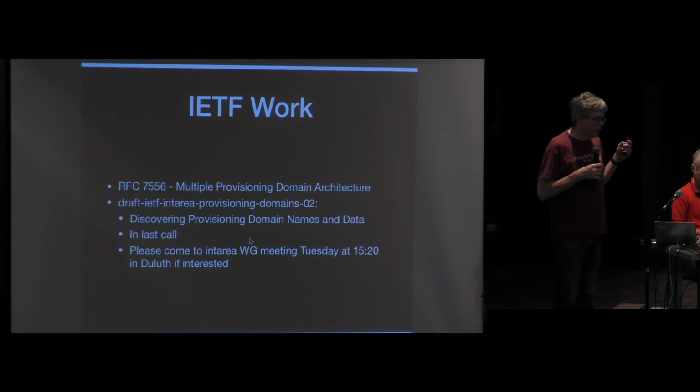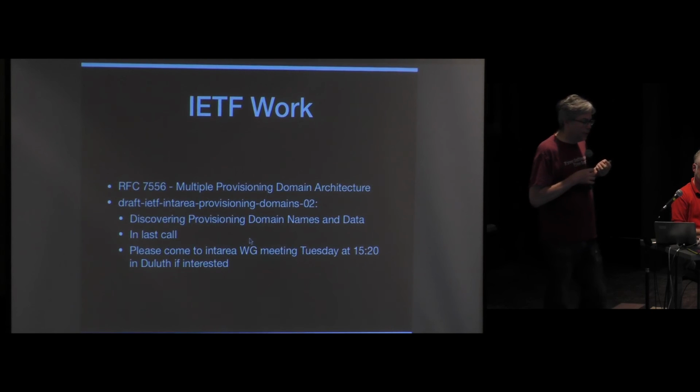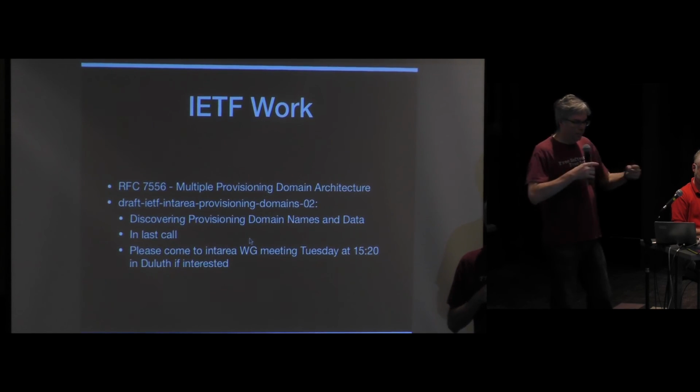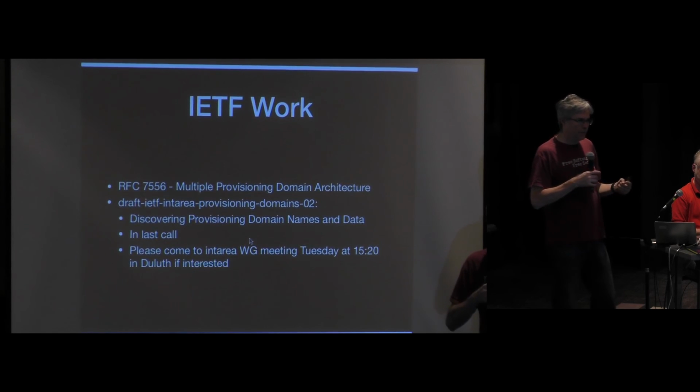And then just recently, a number of folks in the int area working group have been working on a document called draft-ietf-intarea-provisioning-domains, discovering provisioning domain names and data. So this is using an RA option to explicitly state that this prefix and all of the information about this prefix is in its own provisioning domain, which has this name. So that work is almost done.